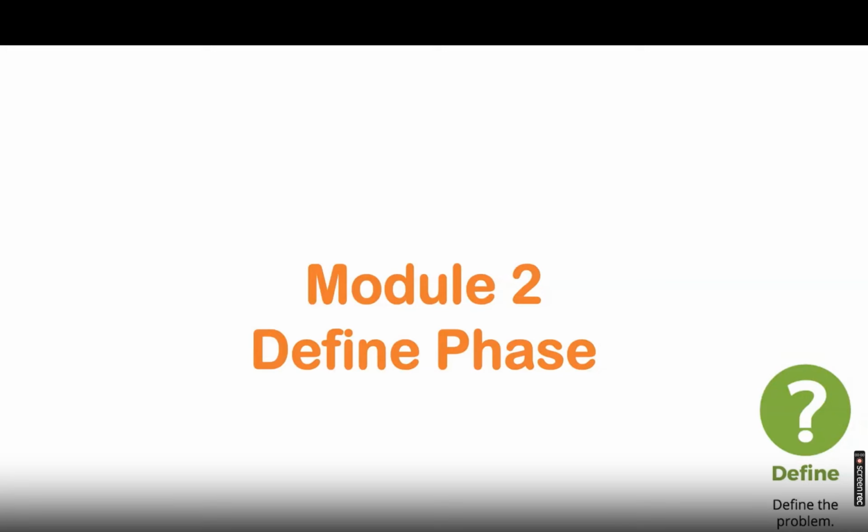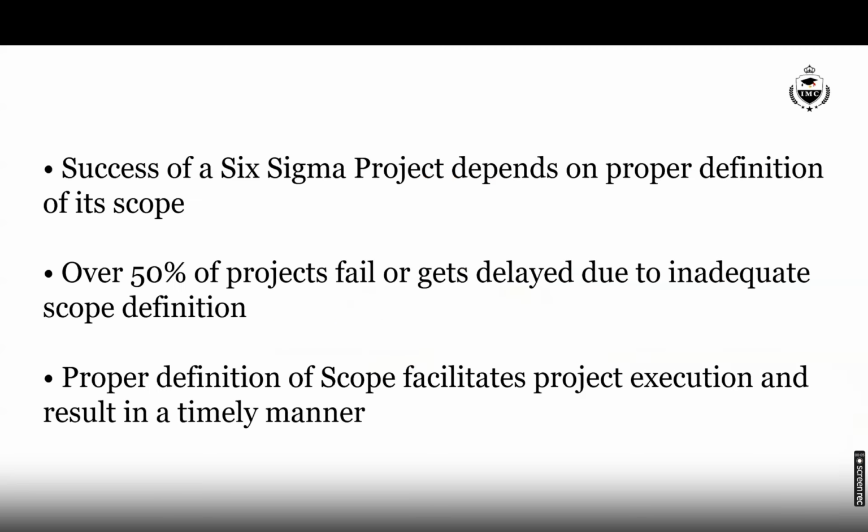Module 2. In Module 2, we will discuss the define phase. Now, why define? The success of any Six Sigma project depends on proper definition of its scope. I myself have seen quite a number of projects failing in the long run because the scope has not been well defined. And proper definition of scope facilitates proper project execution and results in a timely manner.